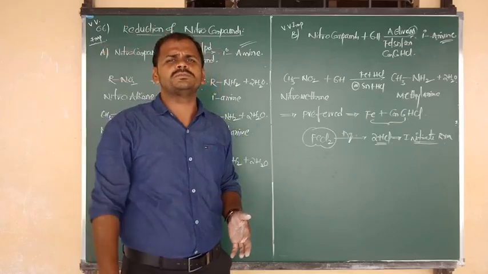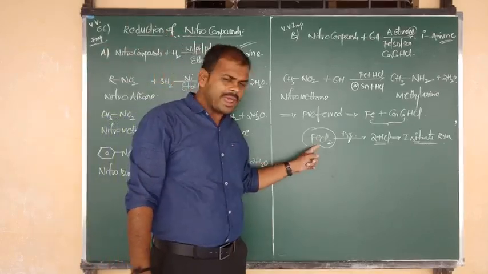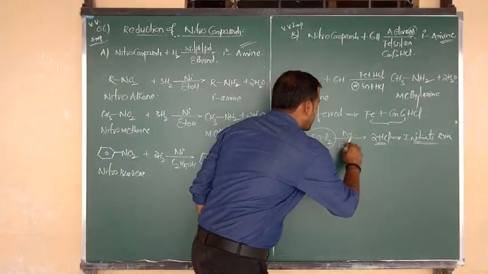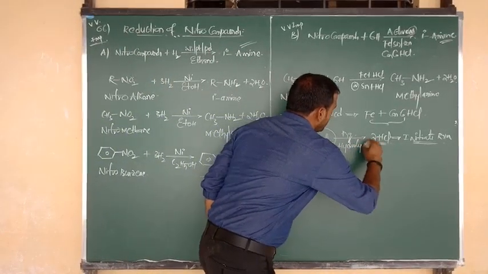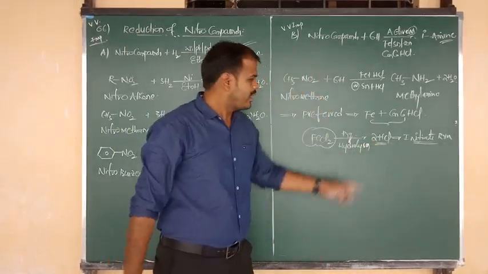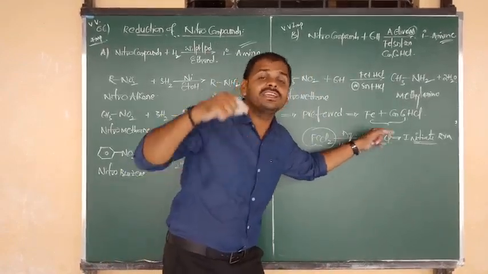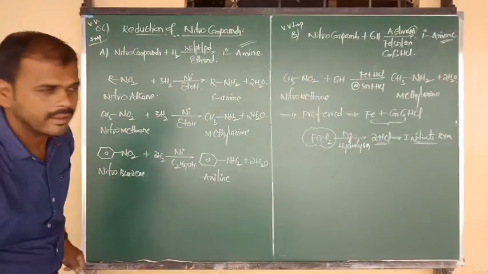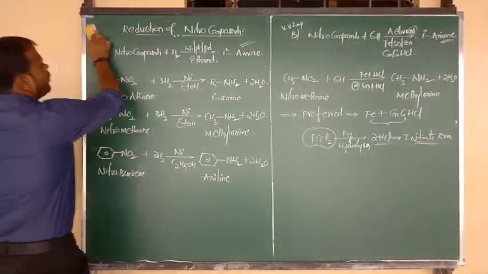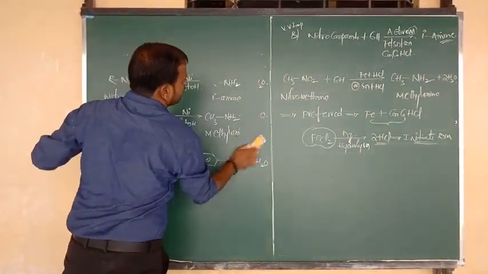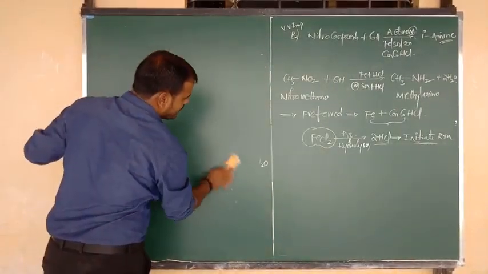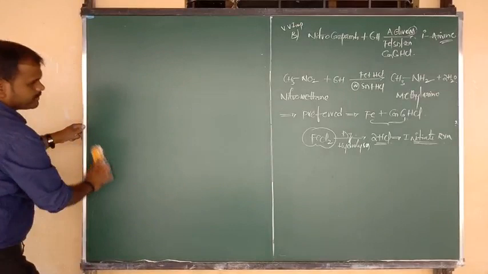Same question repeated in objective. So we have to say that the formed FeCl2 will easily undergo hydrolysis to HCl. That HCl will initiate this reaction. Okay, good. Now I am going to consider the reduction of nitro compounds, over. Now method number 7, ammonolysis method.